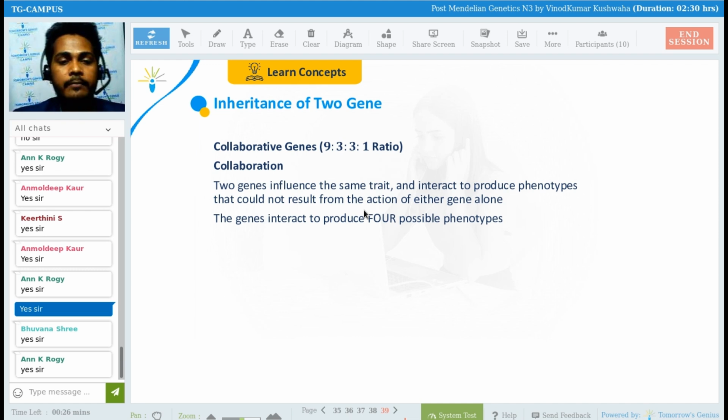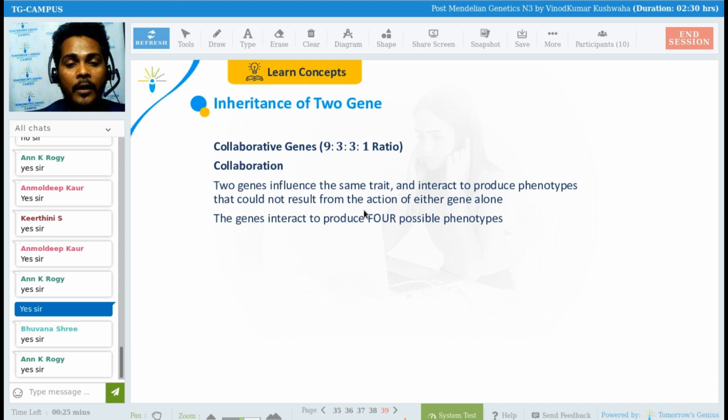Okay, now the next one is collaborative gene. Collaboration. You know the meaning of collaboration? Yes. So collaborative means what? The two intergenic genes which are not only able to produce their own effect independently, but when present in the dominant state, both can also interact to form a new trait.